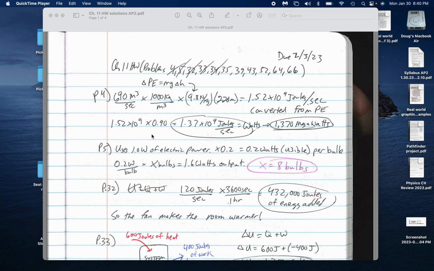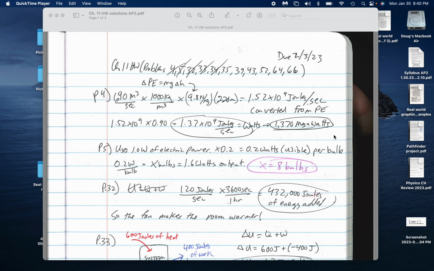But it says only 90% of that is actually converted to electric energy. So multiply by 0.9, get 1.37 billion joules per second, or 1.37 billion watts. The common unit of power for electric generation for power plants is a megawatt, so that's 1,370 megawatts.